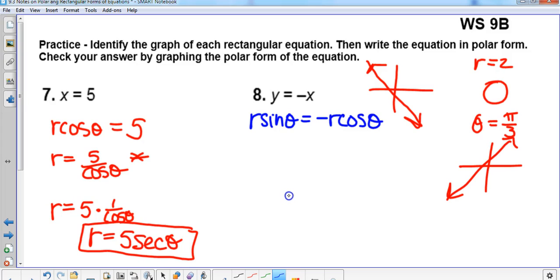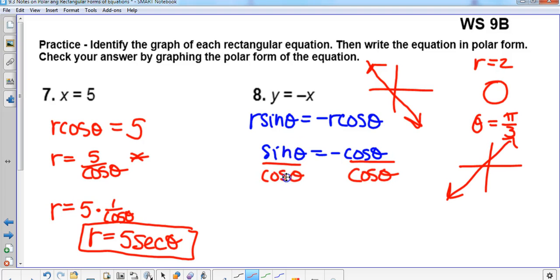As soon as we divide out r, it's gone, right? We have sine theta equals negative cosine theta. Is that on your unit circle somewhere where the sine and cosine are the same but opposite signs? Okay, this is what I'm going to think of. I'm going to divide both sides by cosine. Because what's sine over cosine? And what's cosine over cosine with a negative? Negative 1. Where's the tangent negative 1?